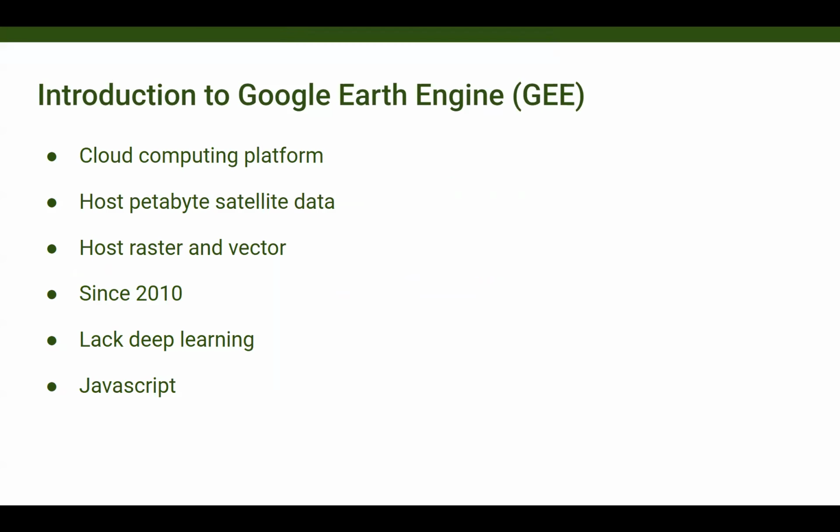It hosts pre-processed raw datasets in petabytes on its server itself, so there is no need to download any satellite data. Just filter it, use it, and take out the result. It also hosts rasters and vectors. However, it has some limitations: it doesn't have many complex algorithms like deep learning. It uses the JavaScript programming language, which is a struggle when you are doing looping.